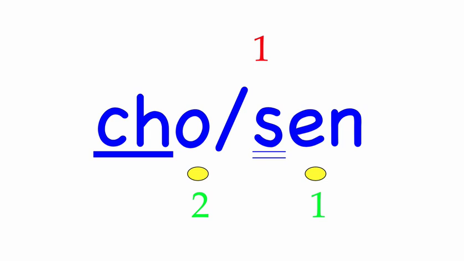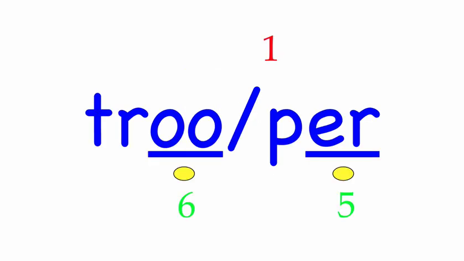Our final word is trooper. She is a real trooper. Trooper. First syllable troo, three sounds. T, r, oo. Second syllable per, two sounds. P, R. Trooper. Mark the word. This completes the dictation of words from lesson 371.